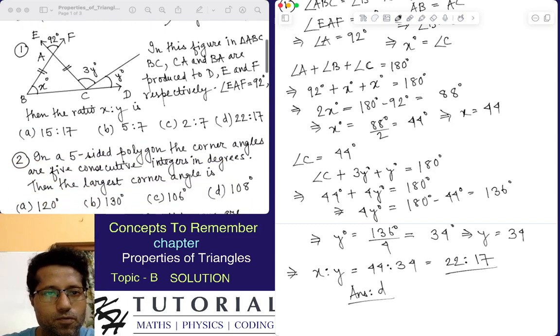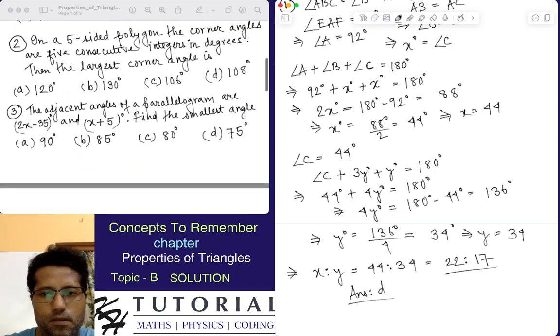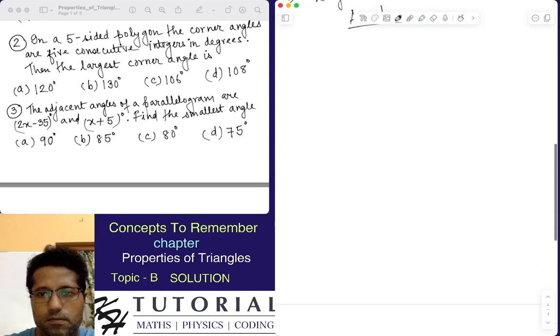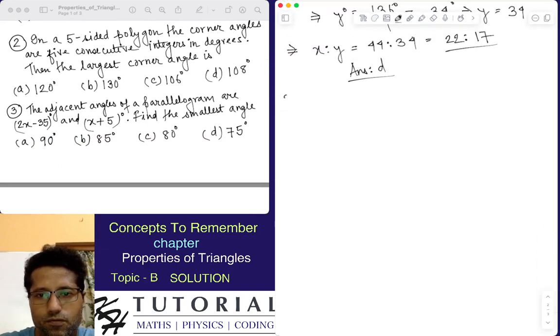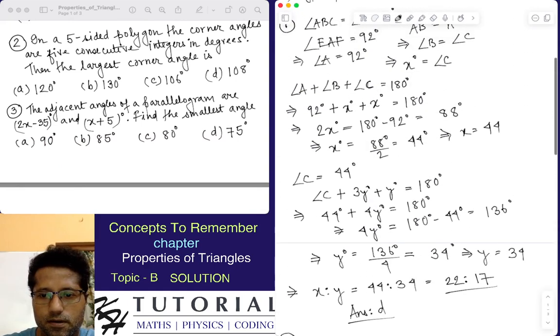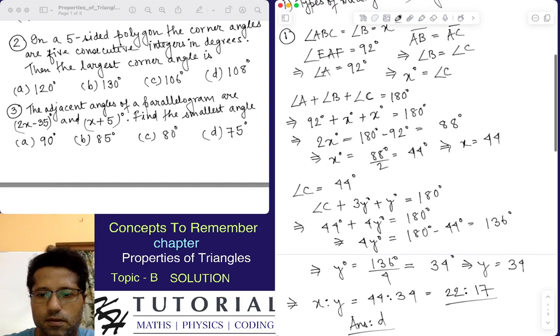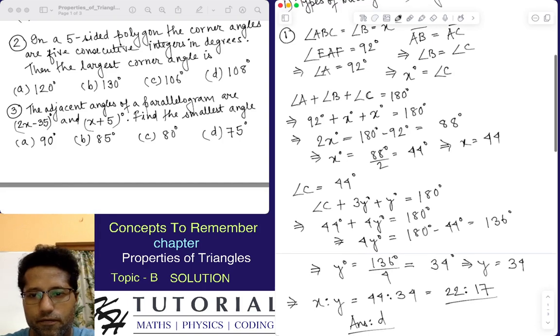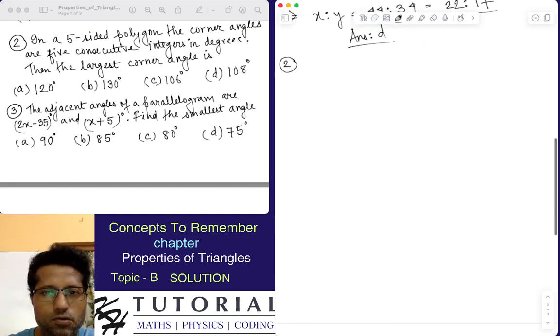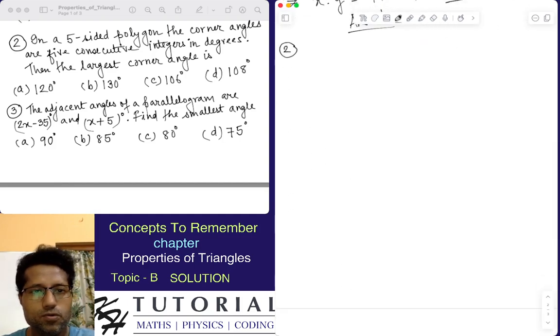Okay, let's do problem number 2. While I am solving it, you can pause the video and take a screenshot of my solution if you want to refer to it at some other time. Okay. Problem number 2 says in a five-sided polygon, the corner angles are 5 consecutive integers in degrees. Then the largest corner angle is.